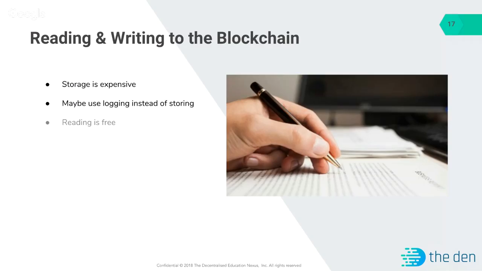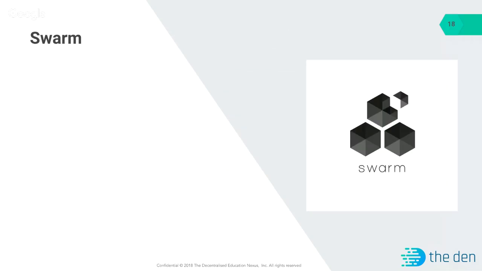Great. All right. Yeah, so reading is free, right? You can pull data out of the chain for free. Okay, so now let's go into the Ethereum ecosystem. So we have something called Swarm, and Swarm is essentially a decentralized and distributed file storage system. Swarm is going to be used to store media and data, and it'll be very closely linked with the Ethereum blockchain, because it's developed by people who are funded by Ethereum.